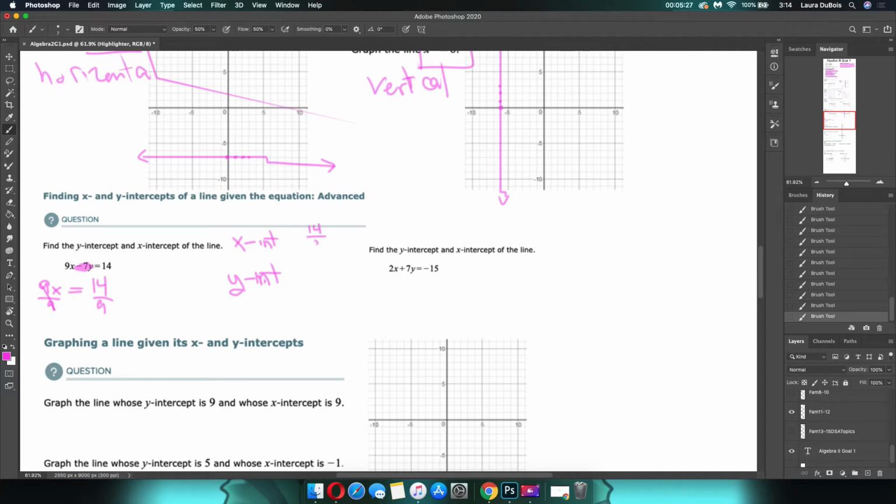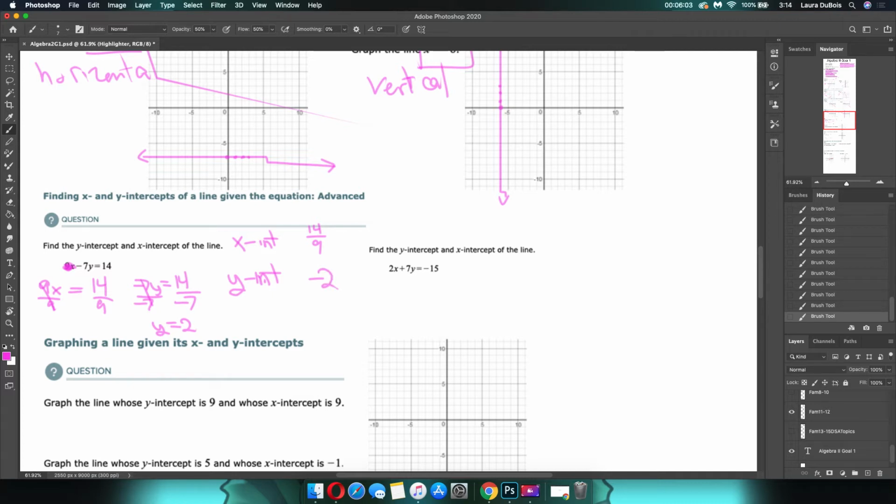Well, what if we wanted to find the y-intercept? Instead of covering up the y, we're going to cover up the x. So what are we left with? Negative 7y equals 14. Divide by negative 7. What do we have once the computer catches up? 14 divided by negative 7 is negative 2. And that's going to be our y-intercept here. Negative 2. Come on, computer, catch up.